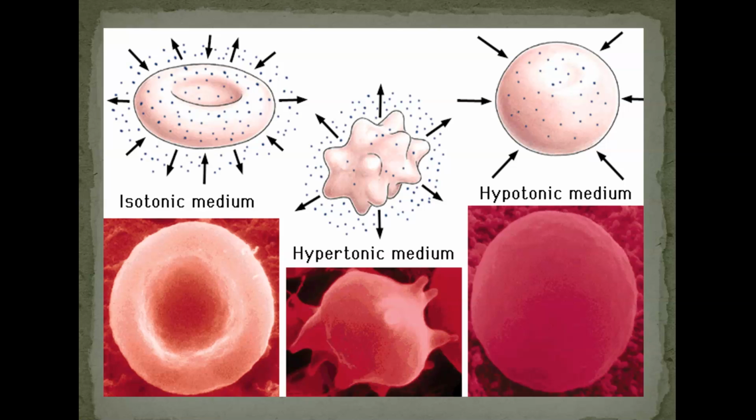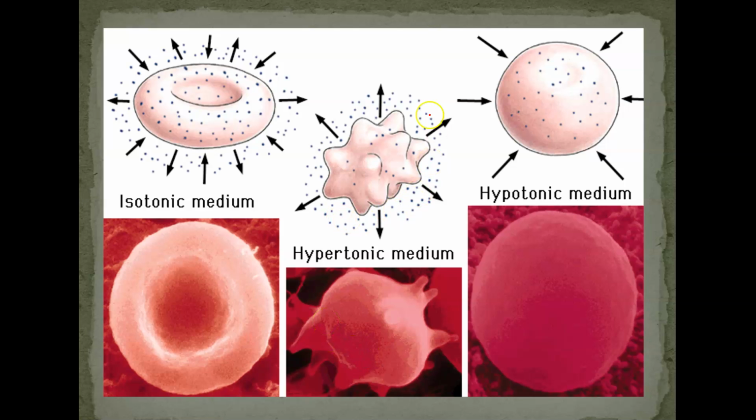This can be a really confusing concept, so please ask questions if you have them. But again, here's a visual representation. We can see our isotonic. We have the same amount of solutes on the outside as on the inside, so we're going to see just some movement of water back and forth.